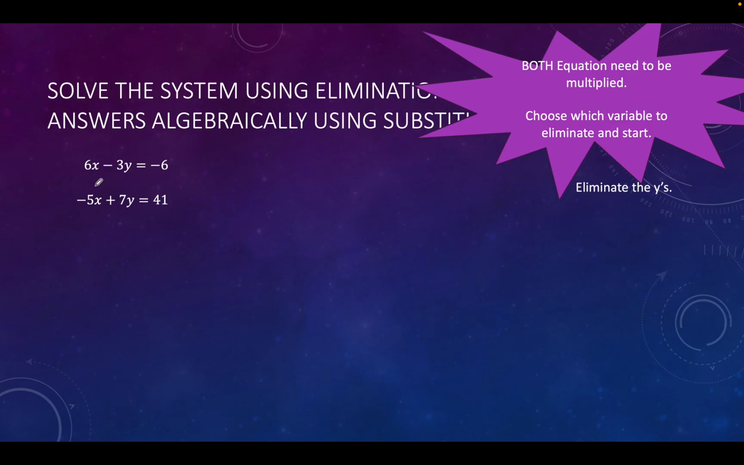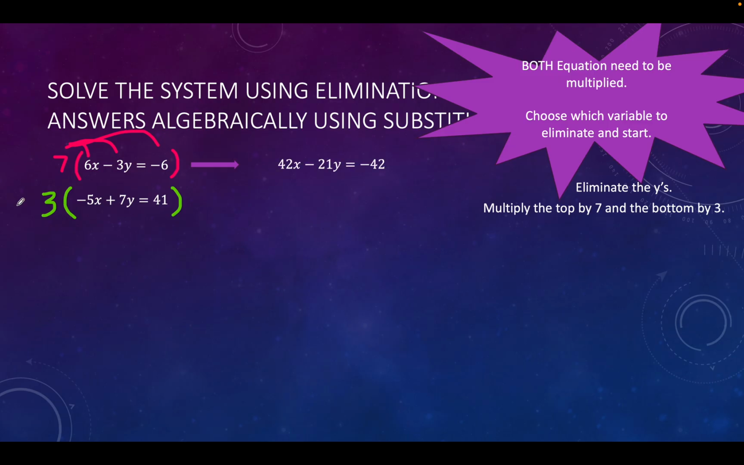In this case, I'm going to choose to eliminate the y's. Well, I can't multiply 3 by anything to get 7, but I can multiply 3 and 7 together, and that would be the same as 7 times 3. So I'm going to multiply the top by 7 and the bottom by 3. And when we distribute and do that, our top equation becomes 42x minus 21y equals negative 42. And our bottom equation becomes negative 15x plus 21y equals 123.